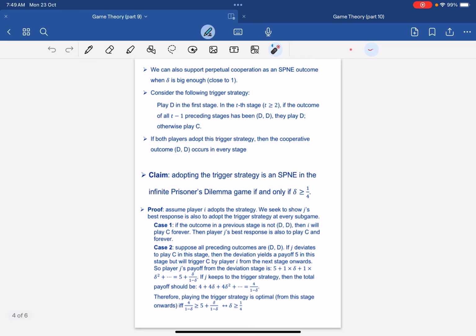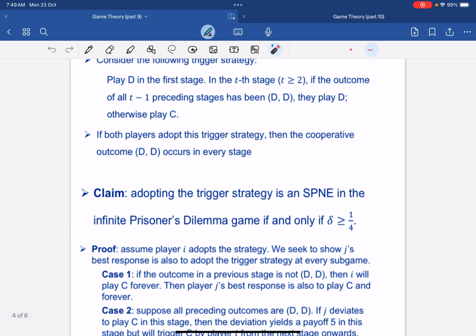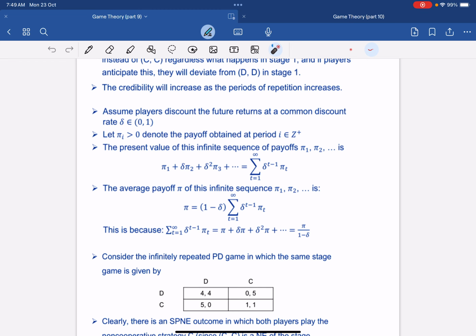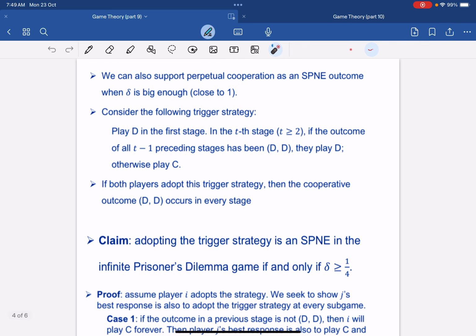So instead we can deviate from that and choose some other strategy, and this is known as the trigger strategy. So for example, play D in the first stage. So in your first stage, instead of choosing CC, you play D somehow. In the T stage, if the outcome of all the previous stages is DD, then you continue playing D. Otherwise, you play your Nash equilibrium C.